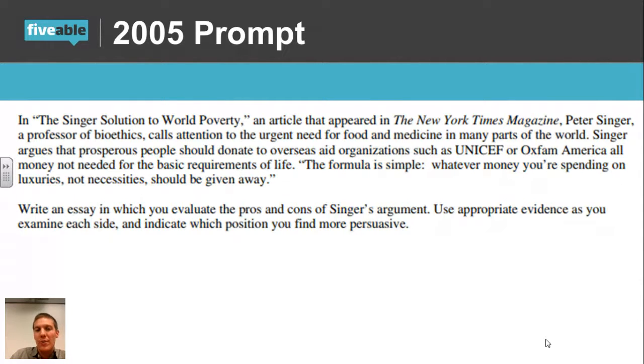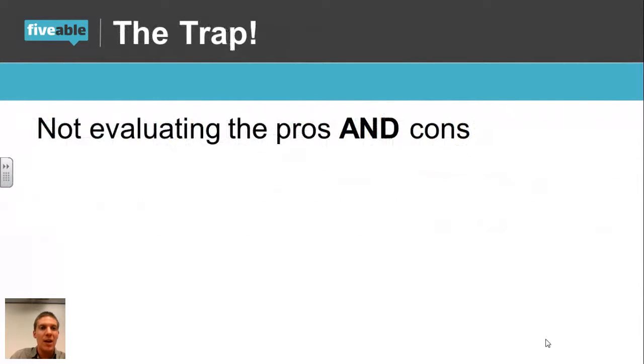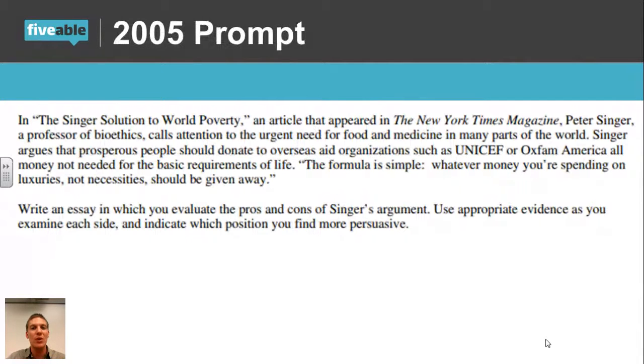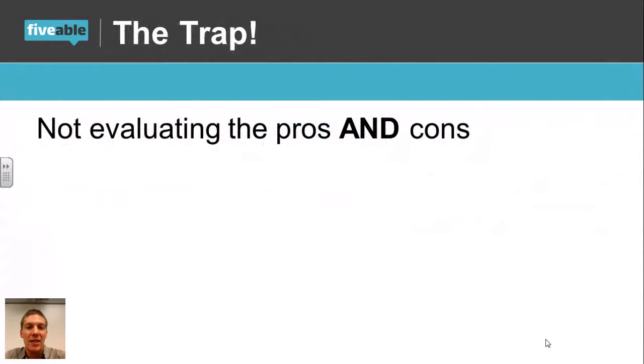All right, so this prompt asks us to evaluate the pros and cons and to choose a side, essentially. Here's the trap of the prompt: not evaluating the pros and cons, and you could also add here, not ultimately choosing a side. So maybe there's 2 traps here. Make sure you spend your time in that small paragraph and focus on what am I actually supposed to be writing about. So some students would just talk about the pros and the cons, or they would just criticize or support Singer's argument. But this prompt is specifically asking, look and critically think about both.